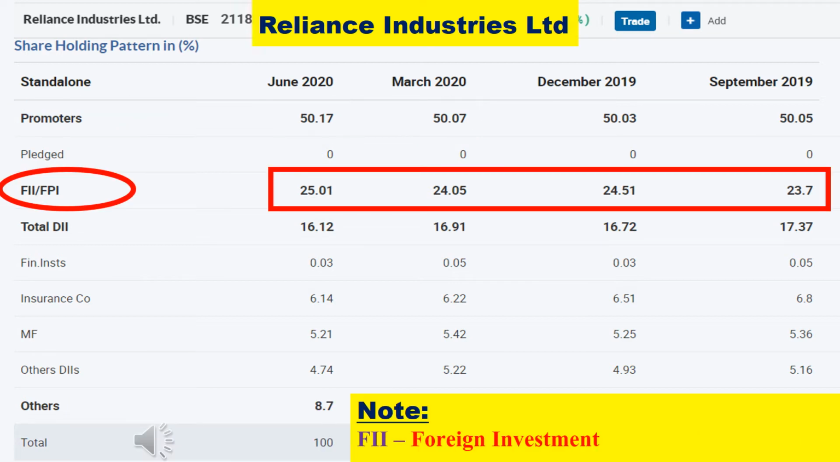Next we have to check the FII category. All foreign investment is considered as FII. In any company, if the FII category share percentage is high, then it shows that in that company foreign investment is more. Suppose in any company foreign investment is high, then that is considered a positive point for that company.